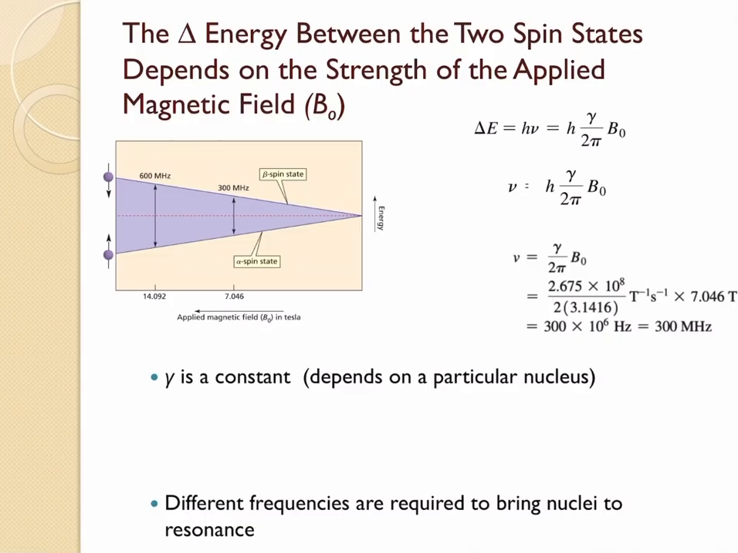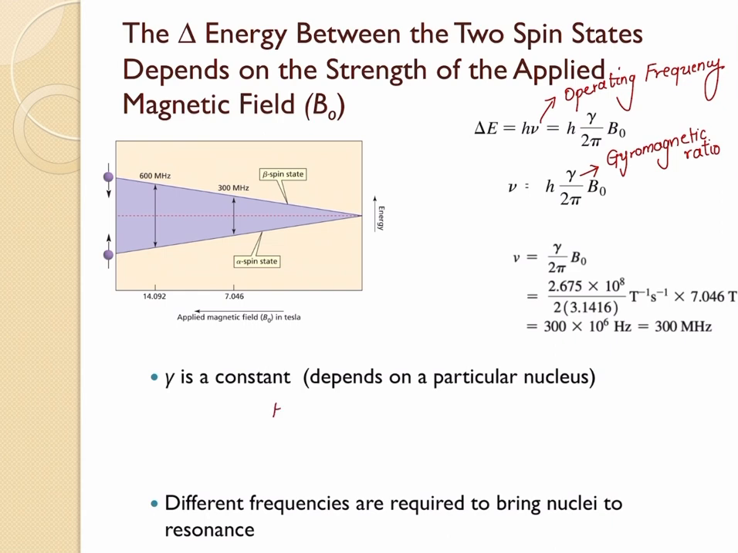The difference in energy between the two spin states, namely the alpha spin state and the beta spin state, is going to be dependent on the operating frequency of the spectrometer, which is given by the equation delta E equals h nu, where nu right here is going to represent the operating frequency of the spectrometer. And this operating frequency is directly proportional to B0, which is the applied magnetic field, where h right here is going to represent the Planck's constant and gamma right here is going to represent the gyromagnetic ratio of the nucleus. Gyromagnetic ratio is a constant and it depends on a particular nucleus.